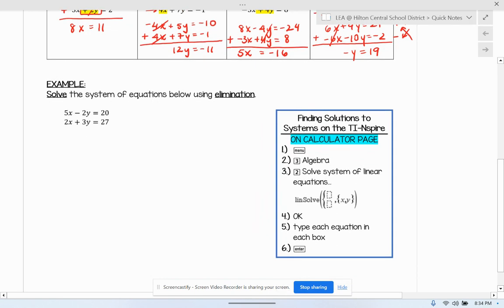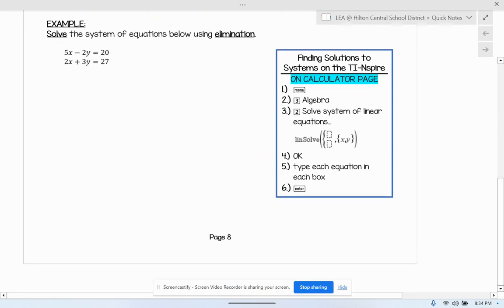So example, solve the system of, my dog is eating right next to the microphone, I apologize. Solve the system of equations below using elimination. We have 5x minus 2y equals 20, and I have 2x plus 3y equals 27.